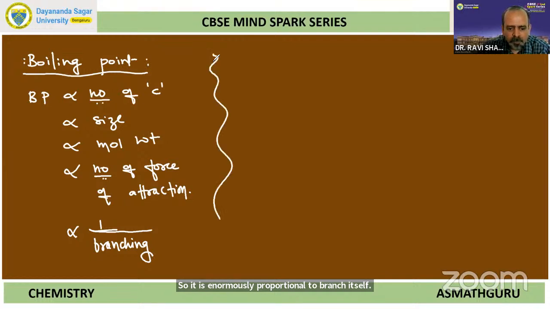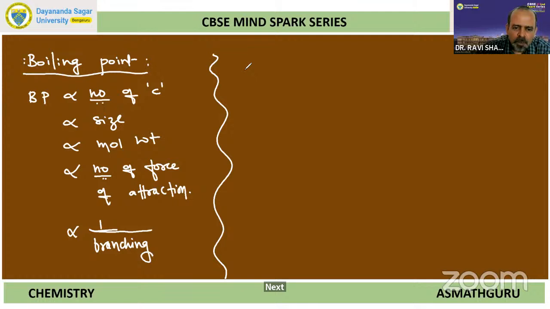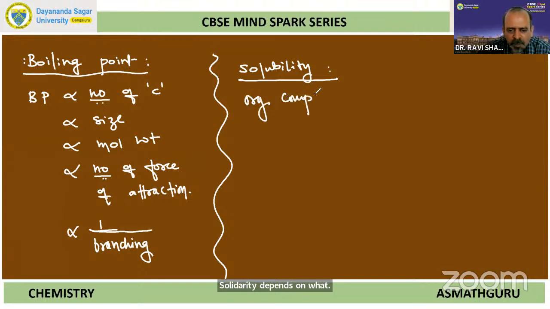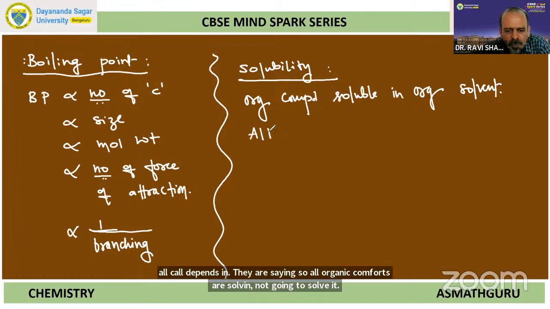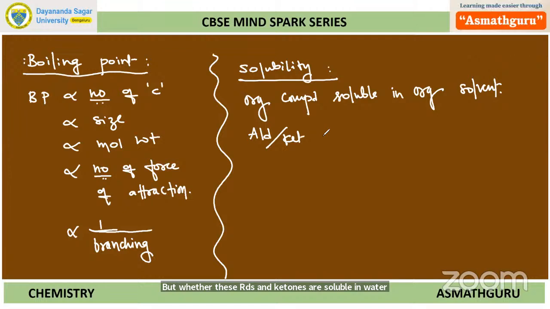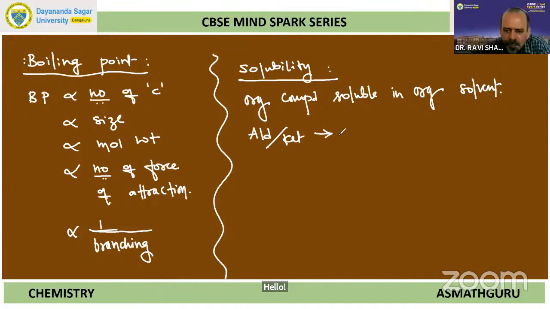Next. So solubility. Solubility depends on what? For one thing, remember, all organic compounds are soluble in organic solvent. What is organic solvent? The alcohol, the benzene, the hexane. So all organic compounds are soluble in organic solvent. But whether these aldehydes and ketones are soluble in water, lower members of aldehyde and ketones are soluble in water. What is lower member? With less carbon atoms.